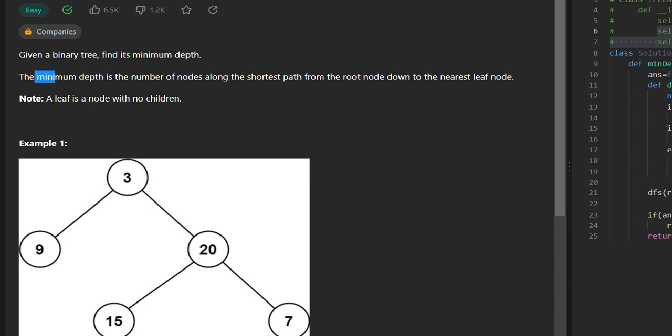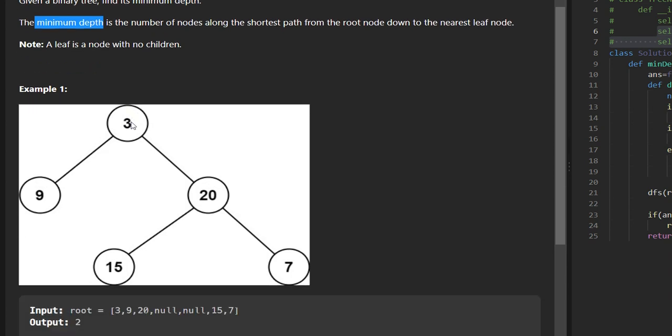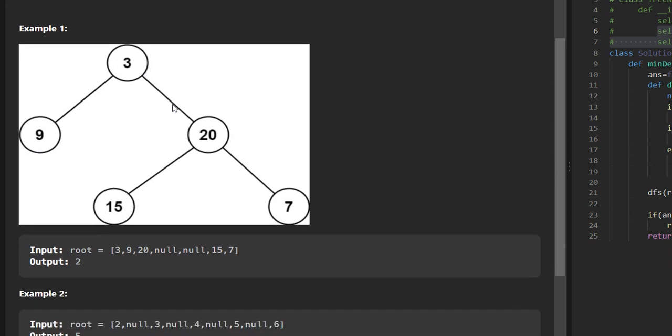And what is the minimum depth? You are following a path from a root to a leaf node. In between you will witness some nodes. You have to count those nodes, and the depth of that path is the number of nodes which you have witnessed. For example, for 3 to 9, 3 is a root and 9 is a leaf, so only two nodes are involved. So this is the minimum in this case, because the rest of the paths witness 3 nodes: 3, 20 and 15, 3 nodes are witnessed. 3, 20, and 7, again 3 nodes are witnessed. So only 3 and 9 is the shortest, because only 2 nodes are witnessed.